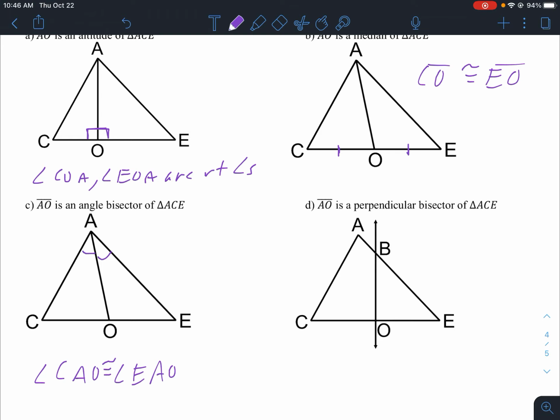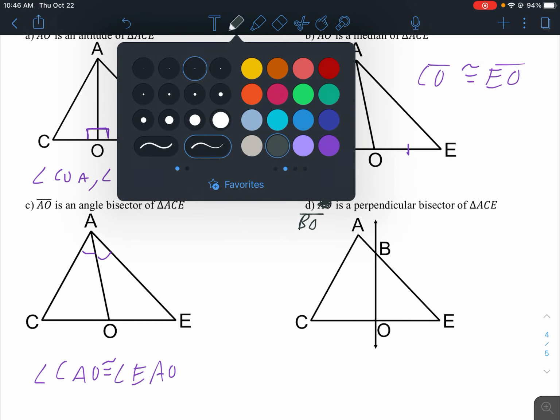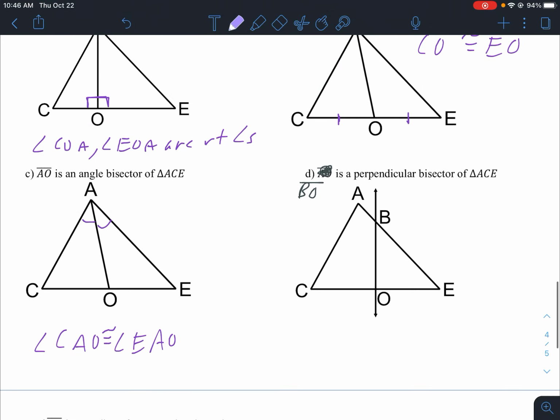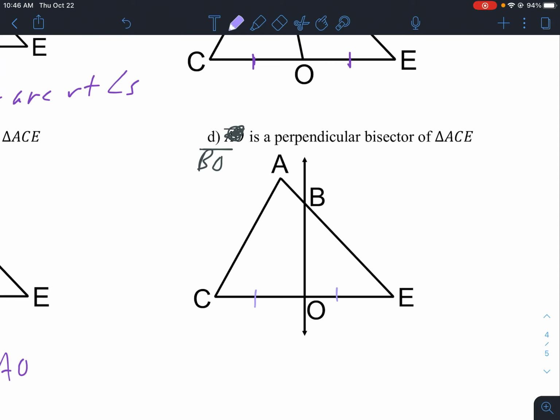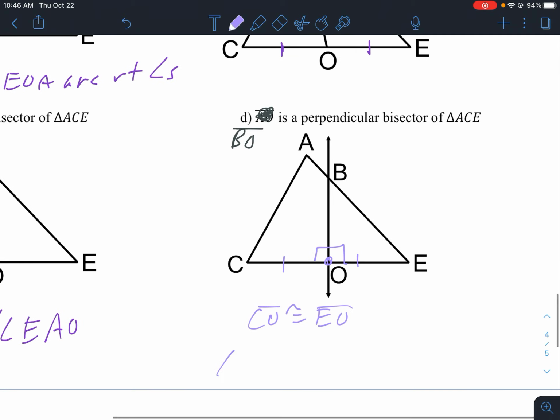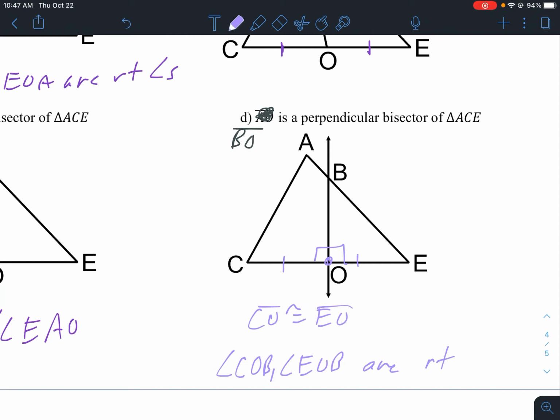And finally, I'm supposed to say BO. Let me change that. BO is a perpendicular bisector. So that gives us 2 things. That gives us congruent segments. So I know CO is congruent to EO. But it also gives us right angles right here. So angle COB and angle EOB are right angles.